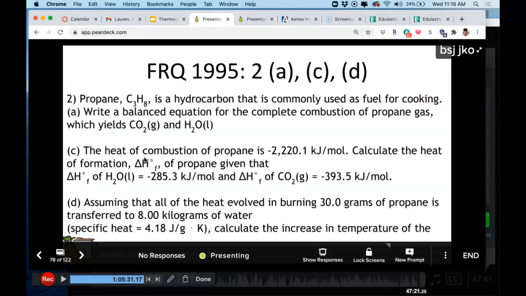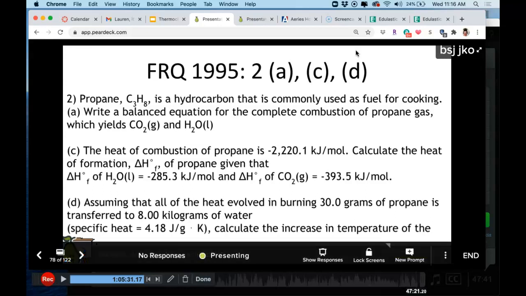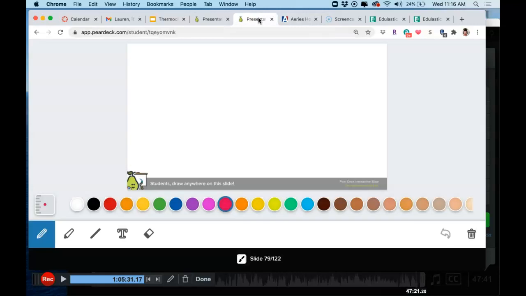All right, so we're going to assume that all of the heat given off from combusting this propane, specifically we're going to combust 30 grams of propane, is completely transferred to water. So the heat lost by the propane is the heat absorbed by the water, okay? So what does that mean? We've actually talked about this earlier in this chapter.